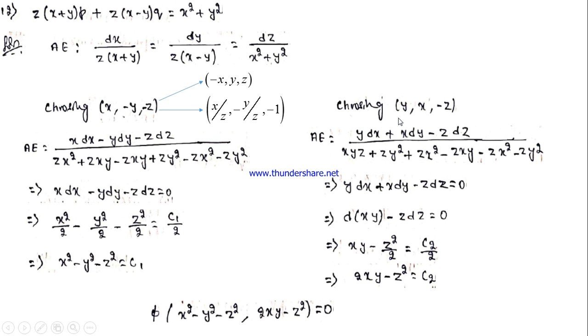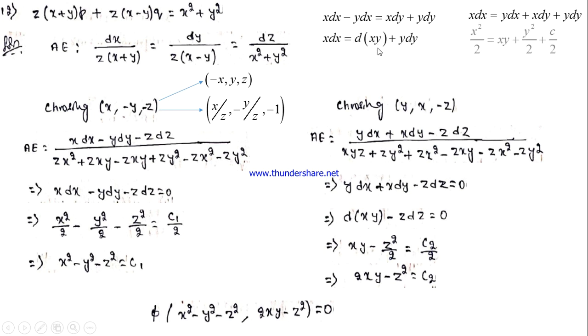But in this example, I need not go for two sets of multipliers, only one set of multipliers is enough. If you observe these two carefully, here z cancels, and on cross multiplication you will get x dx minus y dx equal to x dy plus y dy. If I take this y dx to the right hand side, it becomes y dx plus x dy, and we know that it is an integrable form, that can be written as d of xy.